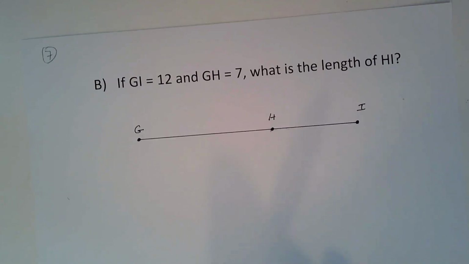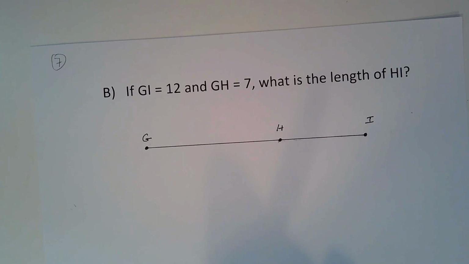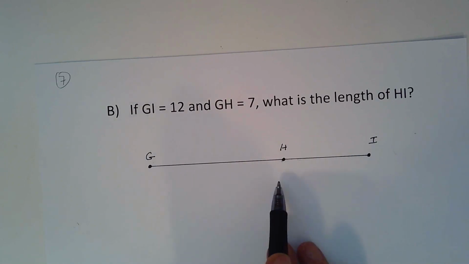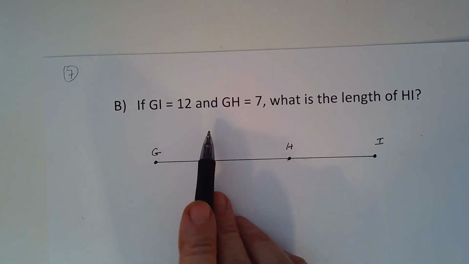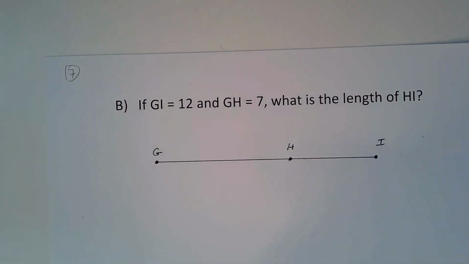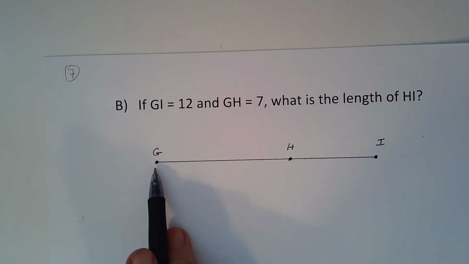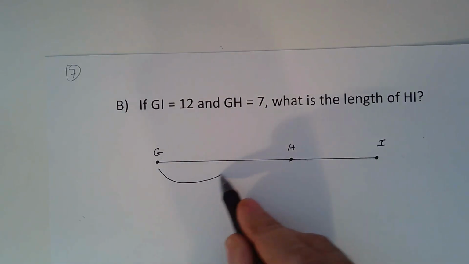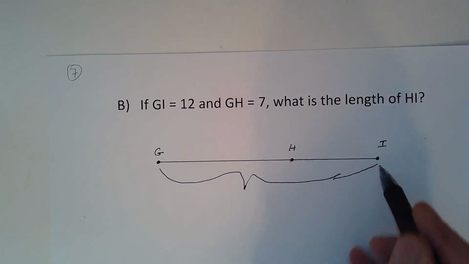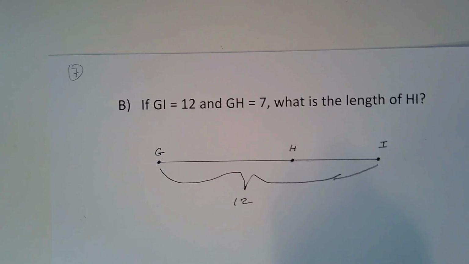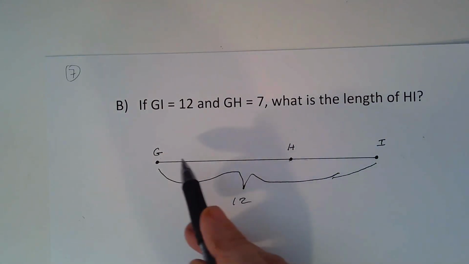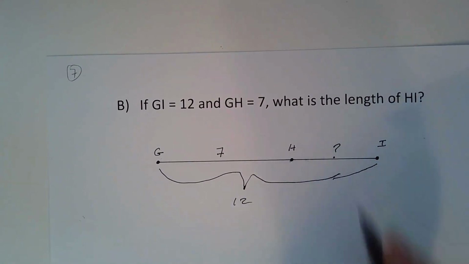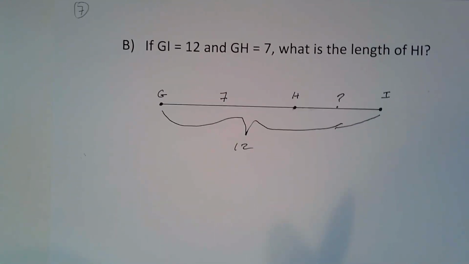And this again is an example about adding together two line segments to create a longer line segment. In this case, GI equals 12 and GH equals 7. What is the length of HI? So GI, let's find it. Well, GI, it's the whole thing. So what we need to do here is show that for the whole thing, it's 12 units. And GH, that's this part here, is 7. HI, we don't know what it is. Question.